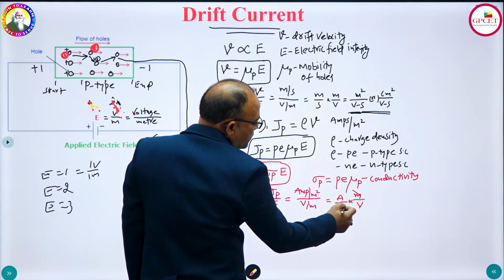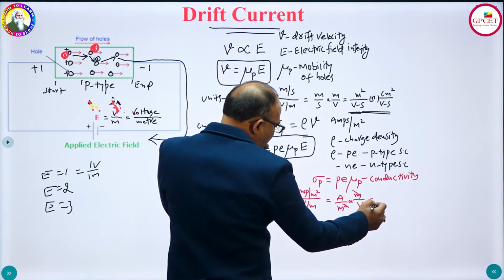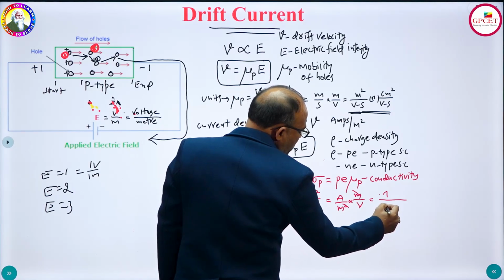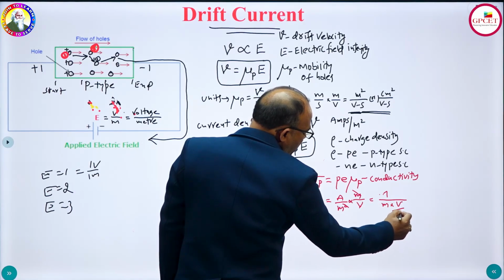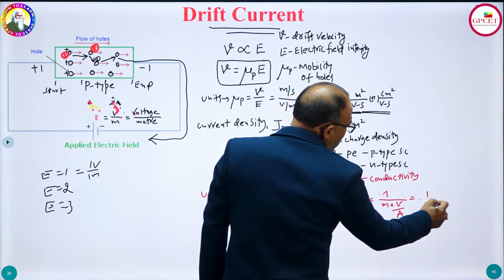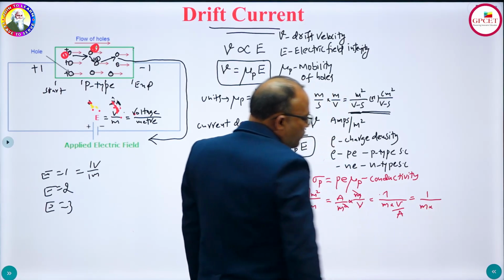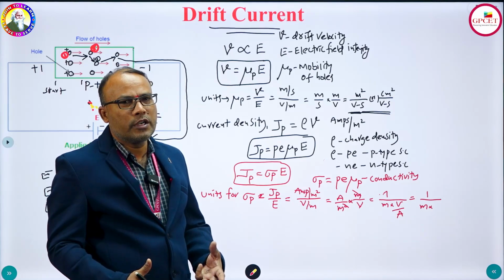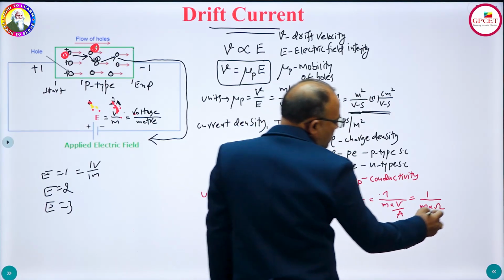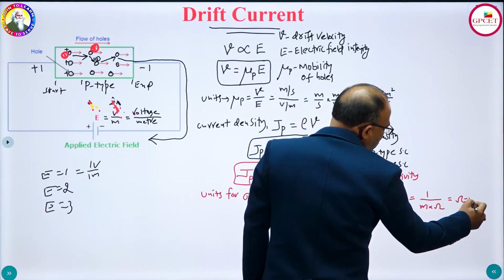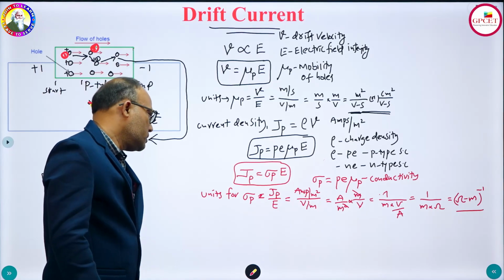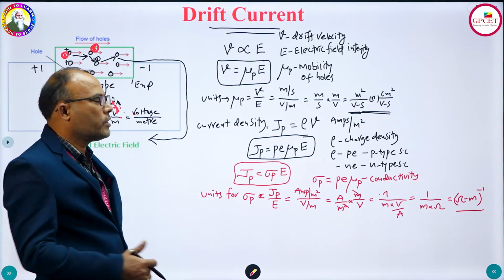So one meter cancels, that is equal to 1 divided by meter into volt by A. I am bringing A towards the denominator. So that is equal to 1 divided by meter into voltage by current. Voltage by current is nothing but resistance. Resistance units are ohm. So this can be written as ohm meter inverse. So the units for conductivity are ohm meter inverse.